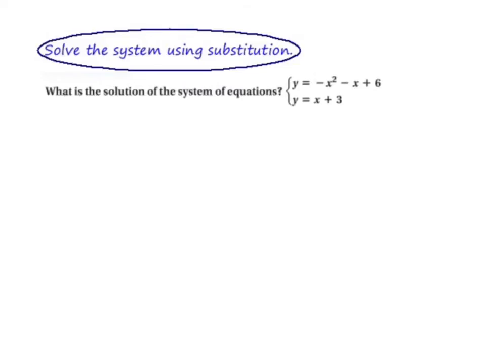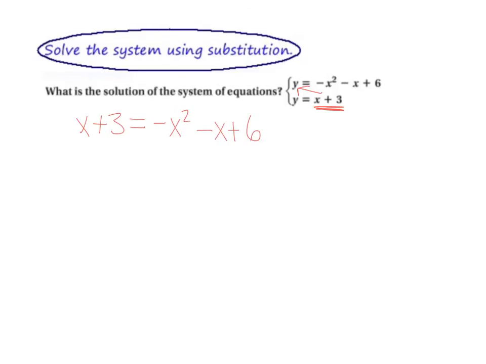So for this one, we have y equals negative x squared minus x plus 6, so the y is already isolated. And in the second equation, we have y equals x plus 3. So again, the y is also already isolated. So we can go ahead and take the x plus 3 and plug that in for y in the first equation. So x plus 3 equals negative x squared minus x plus 6.